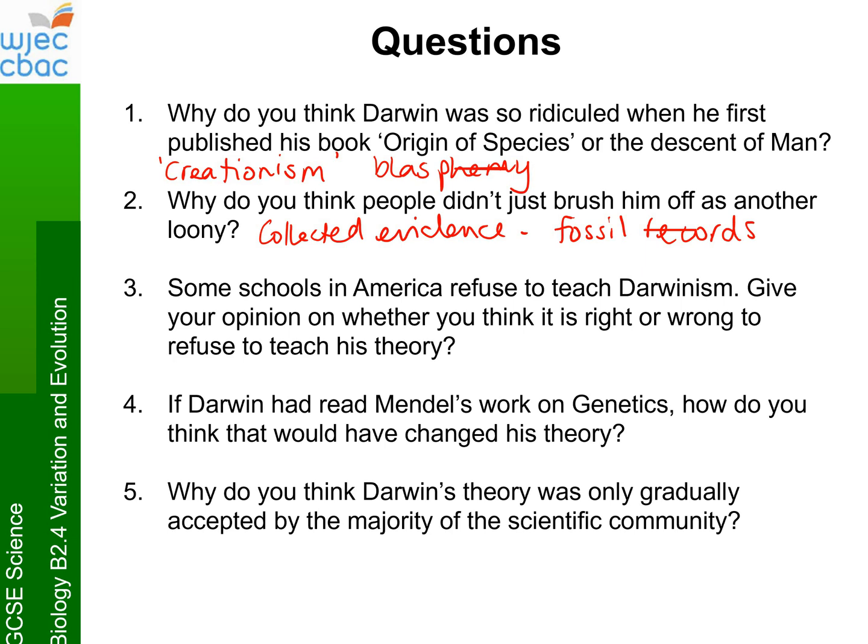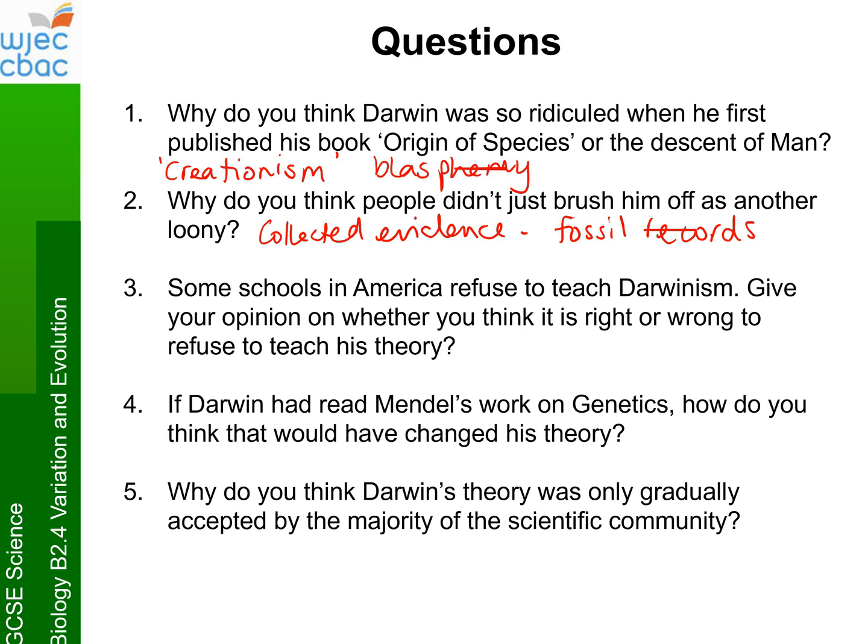Question 4, if Darwin had read Mendel's work on genetics, how do you think that would have changed his theory? He would have been able to explain the mechanism of inheritance of these mutated genes and how the genes that were an advantage enabled that organism to survive and be passed on to the next generation.